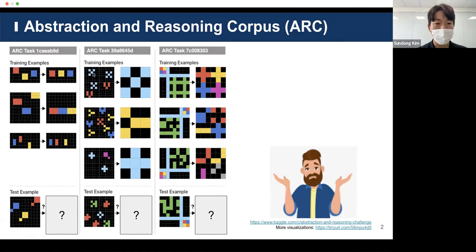And for the second problem, you can see there are multiple objects in the grid space, and you can find out that the output grid represents the object that appears the most in the input grid space. So this is the most common object that exists in the input grid space.